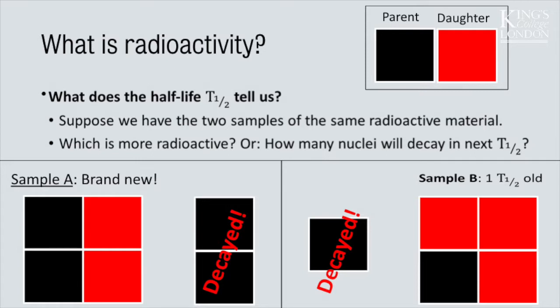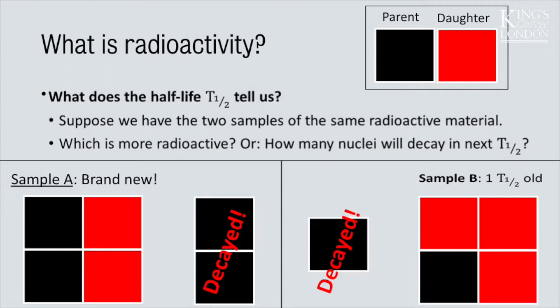For sample B, because it's already 1 half-life old, after another half-life it will be 2 half-lives old, which means that 3/4 of the original sample will have decayed. So over the time period from the end of the first half-life to the end of the second half-life, sample A will have produced 2 units of radioactivity, whereas sample B will have produced only 1 unit of radioactivity. So this means that sample A is more radioactive at that time.